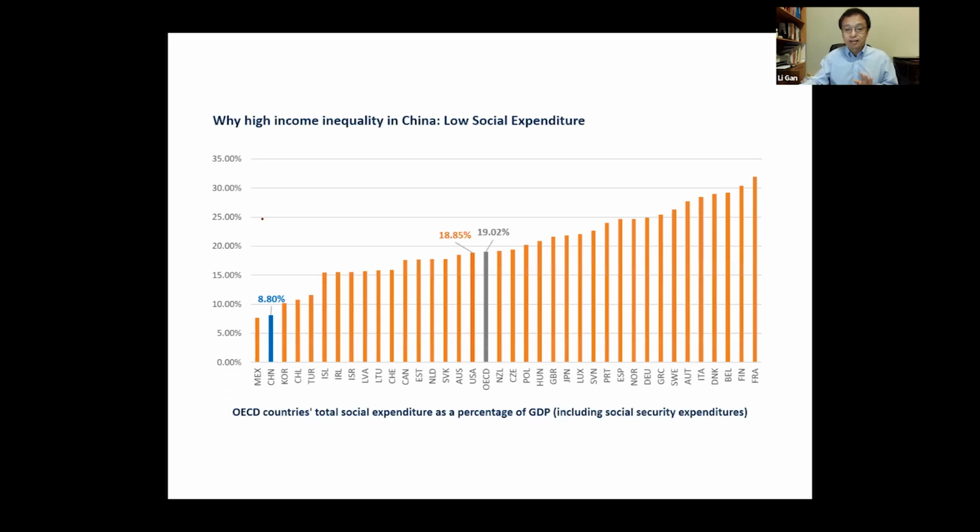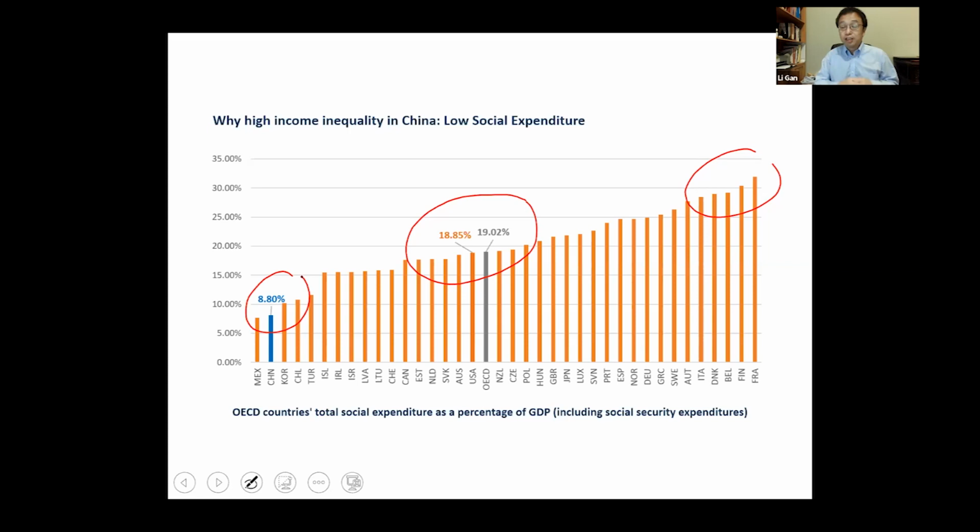This is China. I want to mention this. I gave some data early on, but now I give a little more data. This is comparable data, China and OECD countries. This includes everything, including social security and medical insurance. OECD countries spend about 20% of GDP on average. Some of them spend even 30%, but China spent 8.8%. This includes social security.